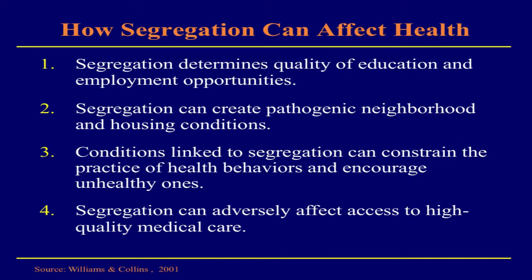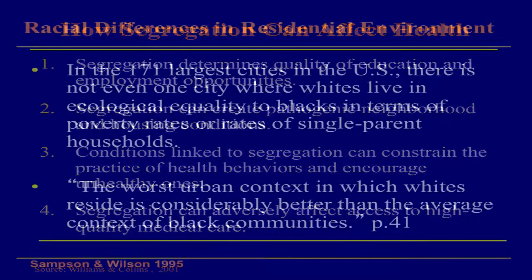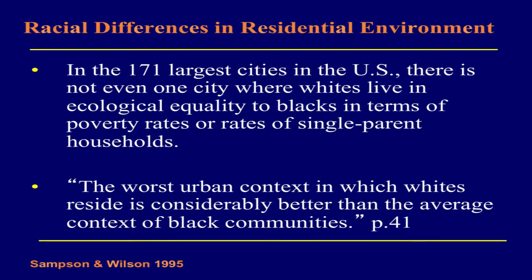We say to someone, you should get 30 minutes of exercise every day or 3 times a week. Where's the jogging path, right? Or if you go jogging, is a car gonna run over you? Or if you're in South Carolina, maybe you get shot, right? Running through that park, right? Segregation can adversely affect access to high-quality medical care. If you live in a community where there's no hospitals, you can't get care.